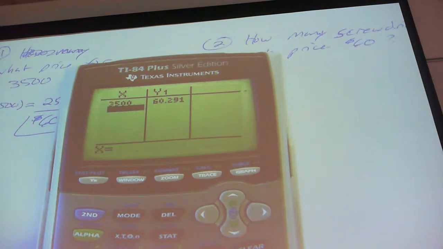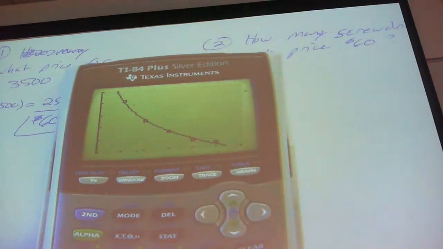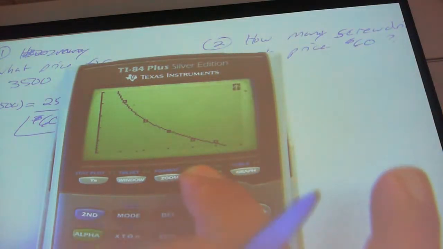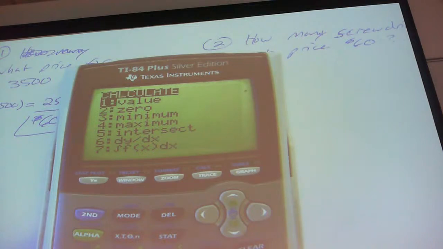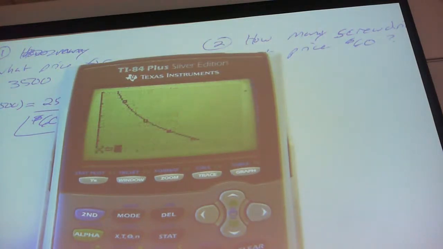A third way, which I haven't taught you, but some of you may remember from another class: hit graph, hit second trace, number 1 for value. What value would you like to see? 3,500. This is optional, and it shows you where it is on the graph. So 3 ways of doing the same thing.